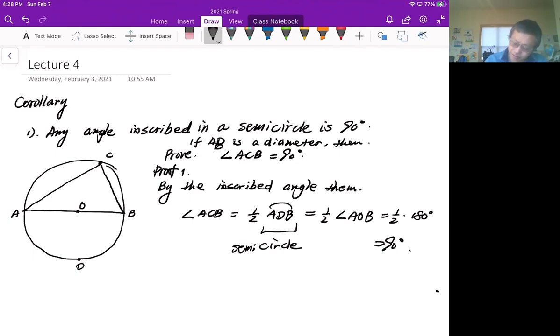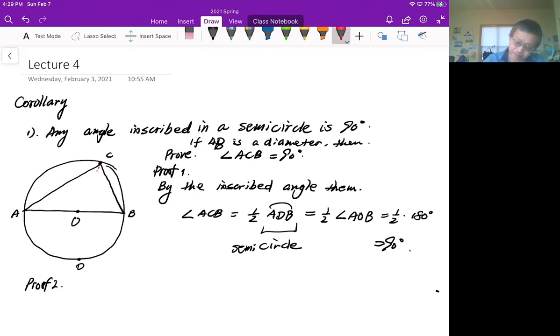But I'm going to give you a second proof. So that's the first proof, the previous one, by using the inscribed angle theorem. It's very straightforward. But now I'm going to give you a different proof. Suppose we do not have this. Suppose I don't want to use this, can I still prove it? Yes, you can still prove it. You can do the following.